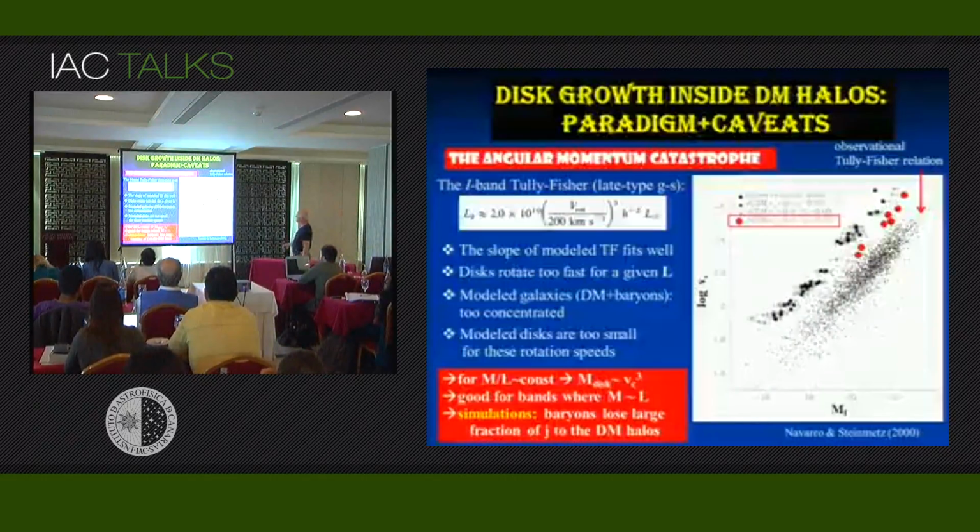Okay, Tully-Fisher relation in the infrared. Again, these are the same simulations. No, I mean the same data, not the same simulations. Simulations are better than they've been before. I mean, not better than observations. Okay.